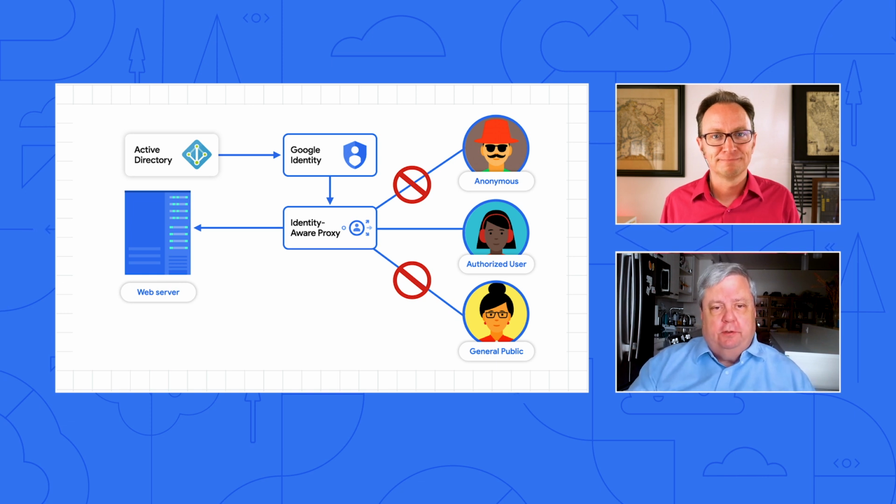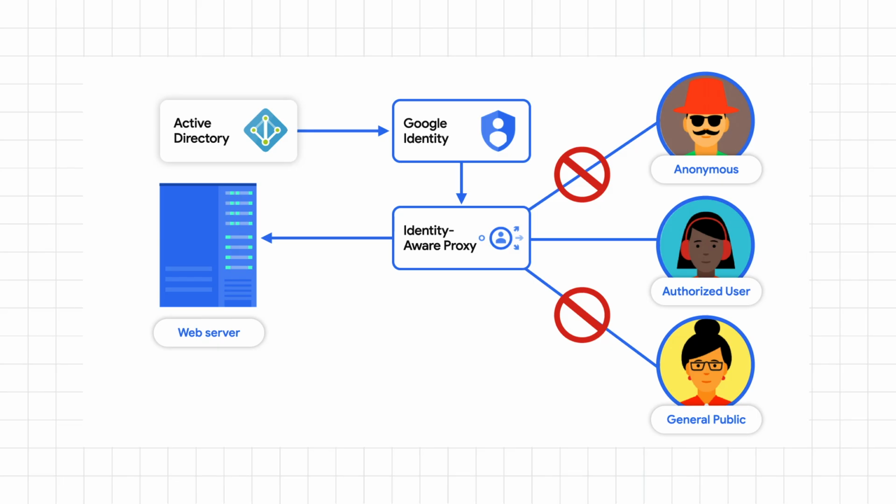Well, this picture shows IAP controlling who can come through and have their requests come to the web server. But IAP has another trick up its sleeve that I really love. When it sends a request through, it adds a header. In fact, it adds 3 headers, and those headers include the identity of the user that authenticated to IAP.